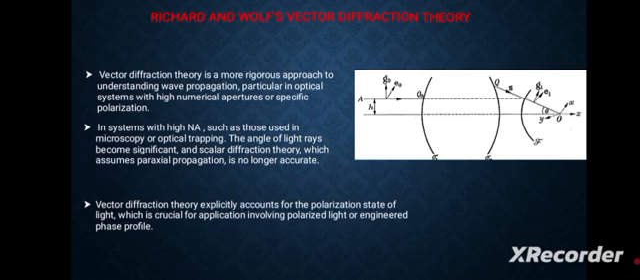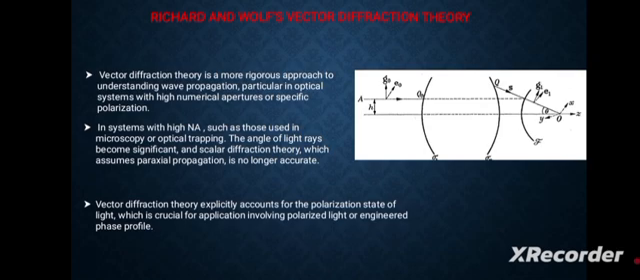What is Richards and Wolf vector diffraction theory? Vector diffraction theory is a more rigorous approach to understanding wave propagation, particularly in optical systems with high numerical aperture or specific polarization. In systems with high numerical aperture, such as those used in microscopy or optical trapping, the angle of light rays becomes significant, and scalar diffraction theory, which assumes paraxial propagation, is no longer accurate.